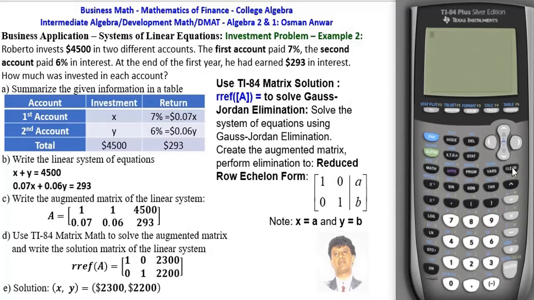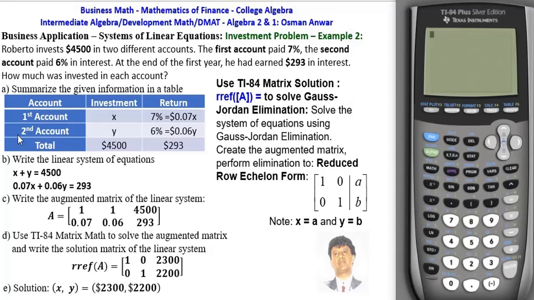This is business application, system of linear equations, investment problem, example 2. Roberto invested 4,500 into two different accounts. The first account paid 7%, the second account paid 6% in interest. At the end of the first year, he had earned $293 in interest. How much was invested into each account?